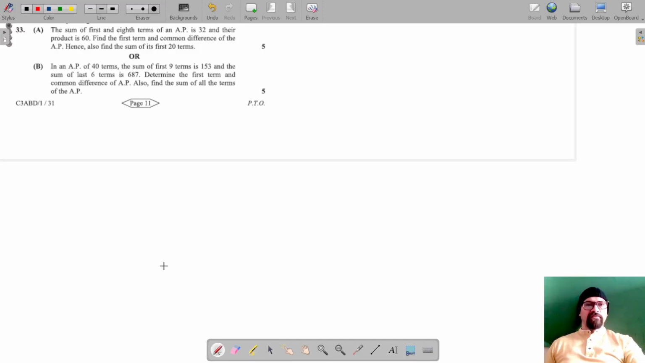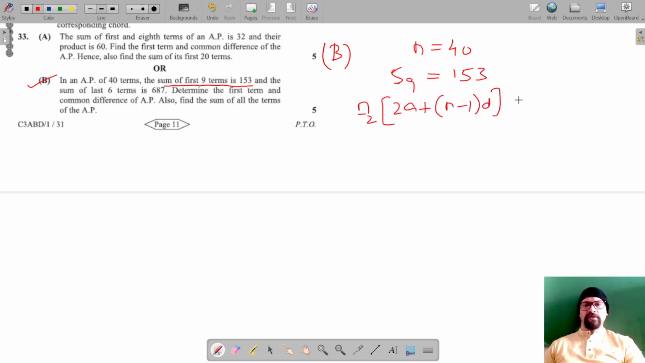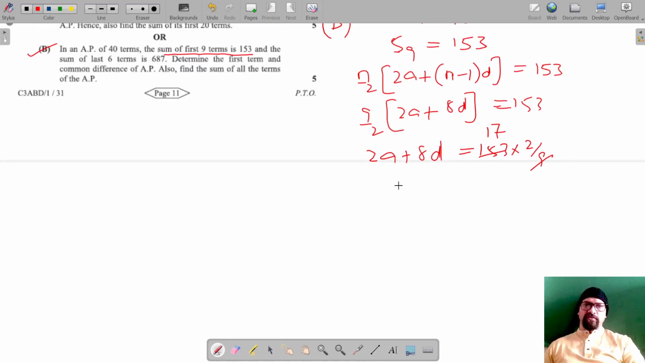Okay, for part B, it's given that in an AP of 40 terms, the sum of first 9 terms is 153. So this is part B and the number of terms is 40. Sum of first 9 terms is 153, and sum of 9 terms is written as S9 is equal to 153. We are going to use the formula sum of n terms, which is n by 2 into 2a plus n minus 1 into d, is equal to 153. So n here is 9, so this is 9 by 2, 2a plus 9 minus 1 is 8d, is equal to 153, which gives us 2a plus 8d is equal to 153 into 2 by 9. So 9 1s are 9 and 9 7s are 63. So 2a plus 8d is equal to 34. Let this be equation 1.